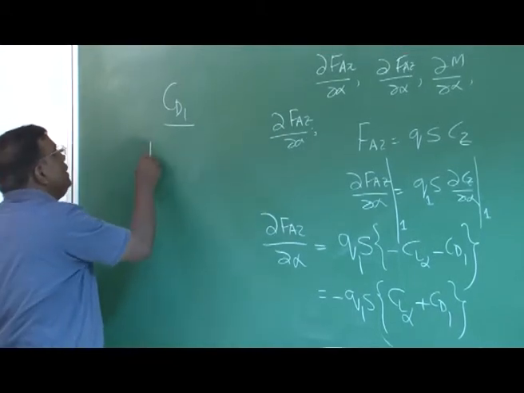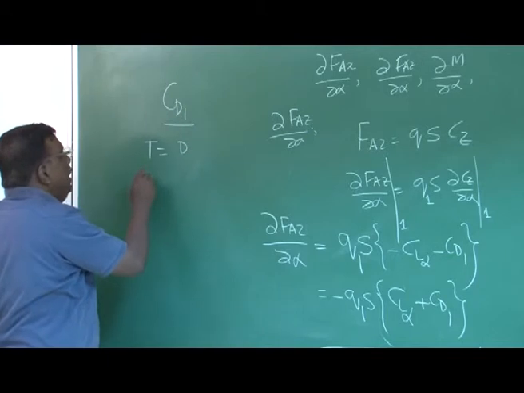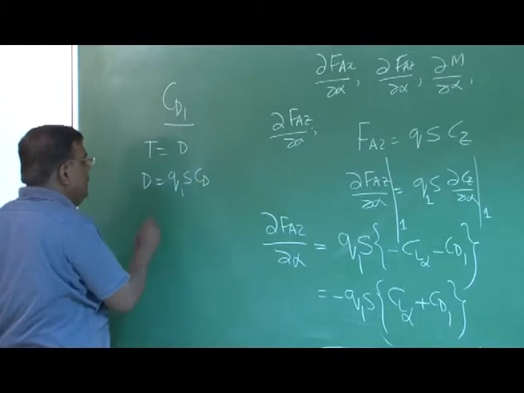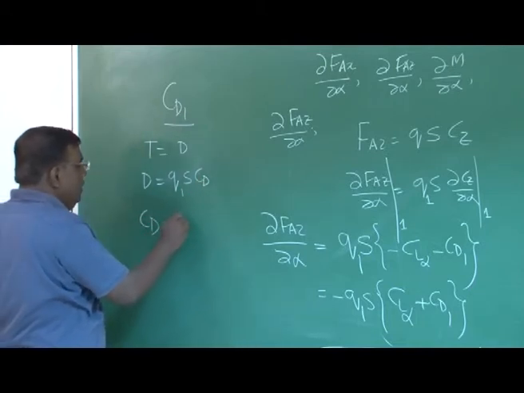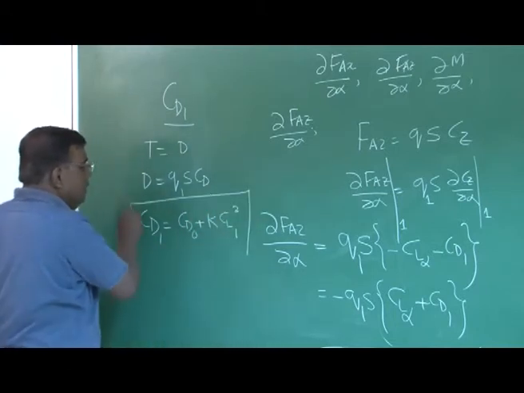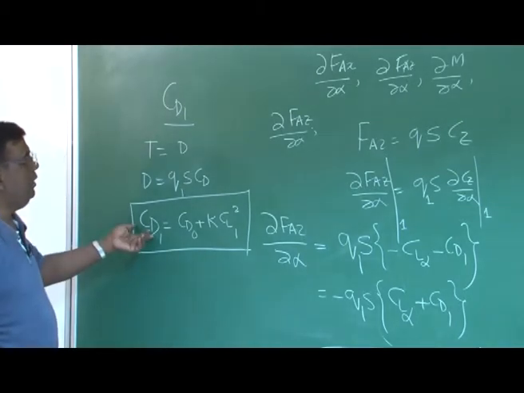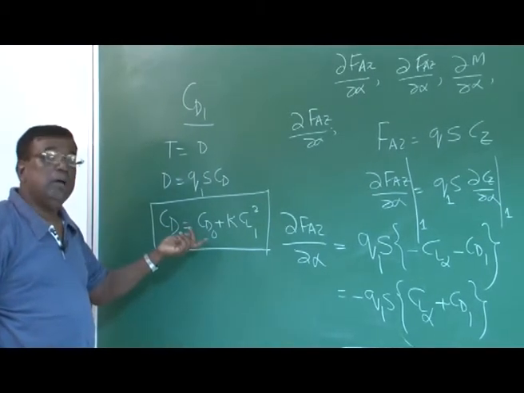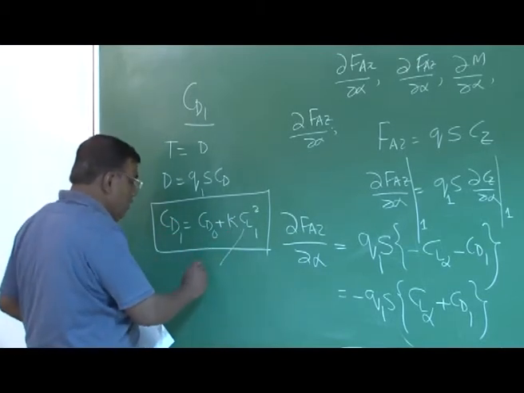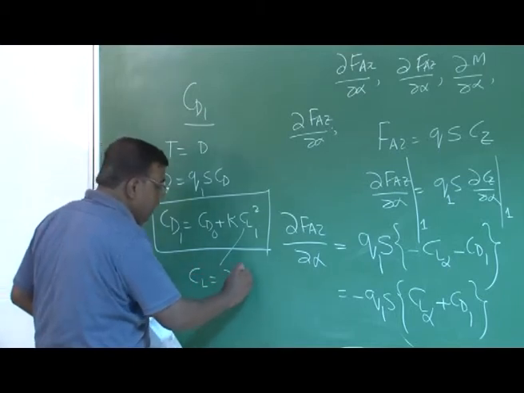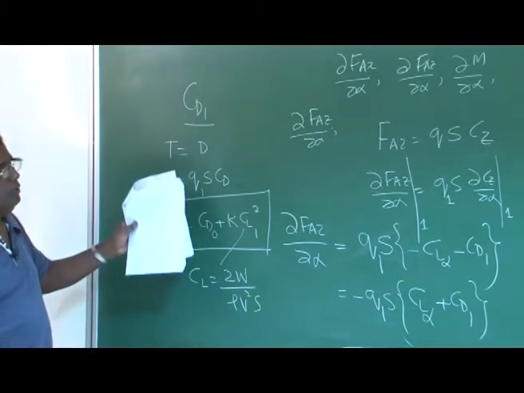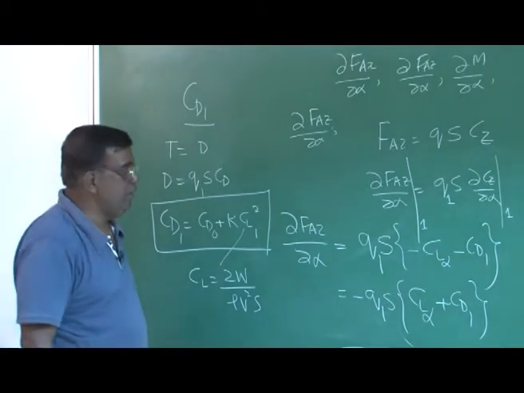I know that thrust equal to drag, and drag can be written as q1 S CD, and CD1 will be CD0 plus k CL1 square. So I can easily find out CD1 if I know the drag polar of the airplane, and if I know at what CL the airplane is flying, which I always know from the fact that lift equal to weight gives me CL equal to 2W by rho V square S. So simple, right? So you can find out dFaz by d alpha.